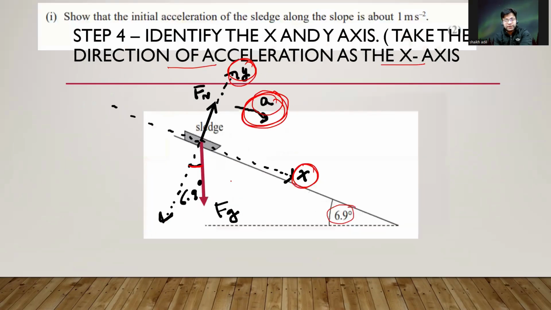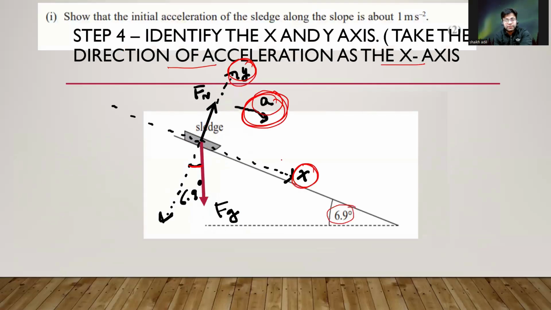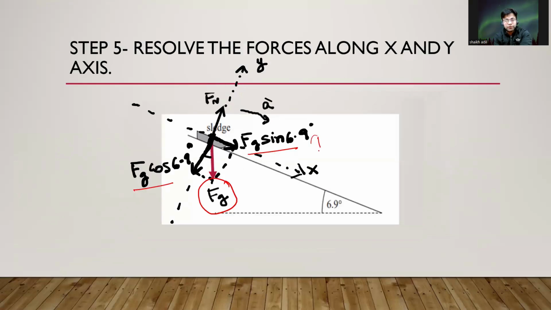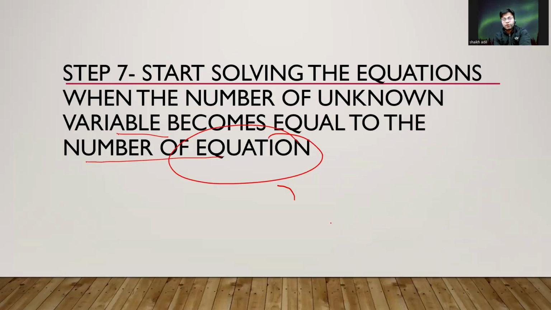Here you should remember that in this question you are going to get 1 mark for identifying the x and y axes correctly. Then you will get 1 mark for resolving the forces, and 1 mark for applying Newton's second law correctly and getting the right answer. So in this way, you will be getting marks in your exam. That's all for this technique.